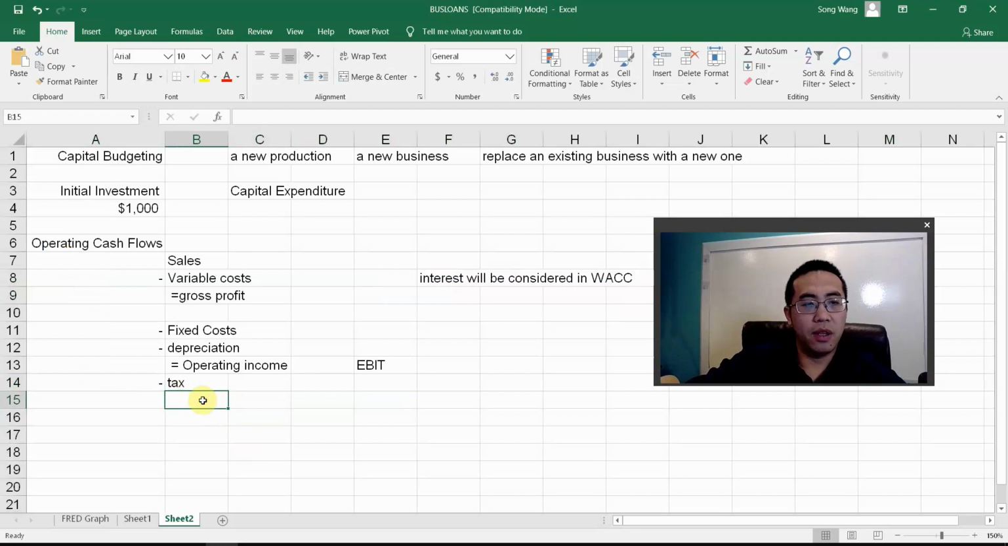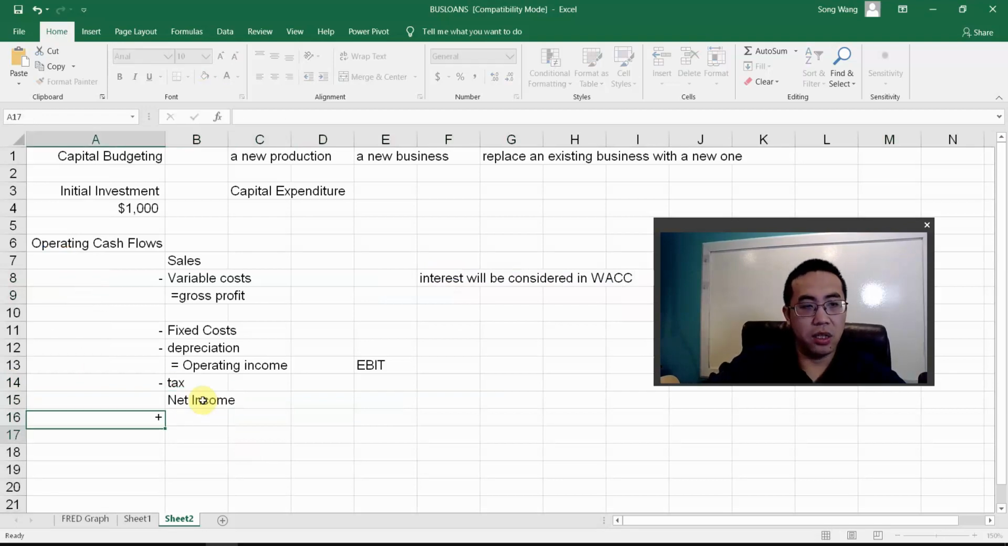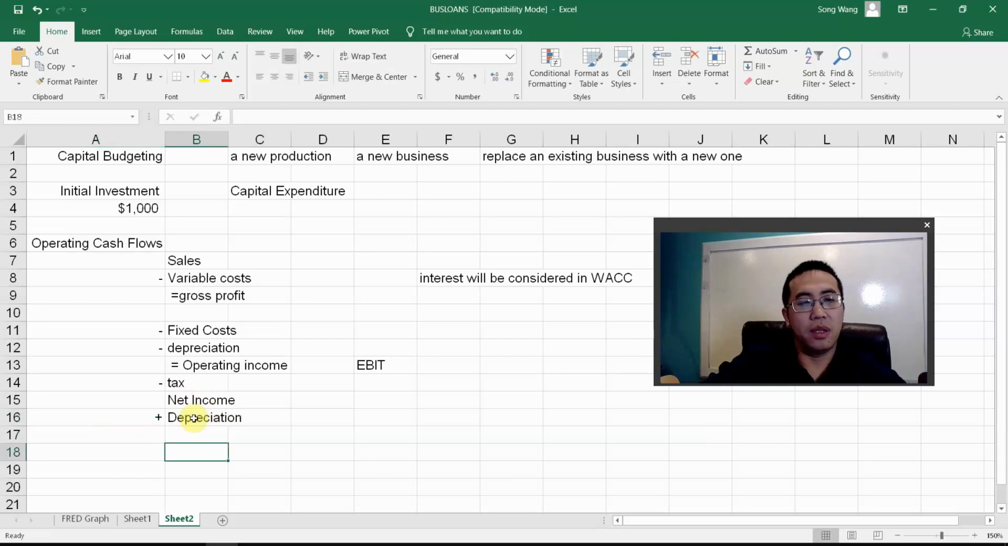And then I will have the non-depreciation net income, just to call it net income. And then I need to add depreciation into my result because depreciation is non-cash. I have to recoup this non-cash effect, and then I will have the operating cash flow. So this is the hardest part to compute.